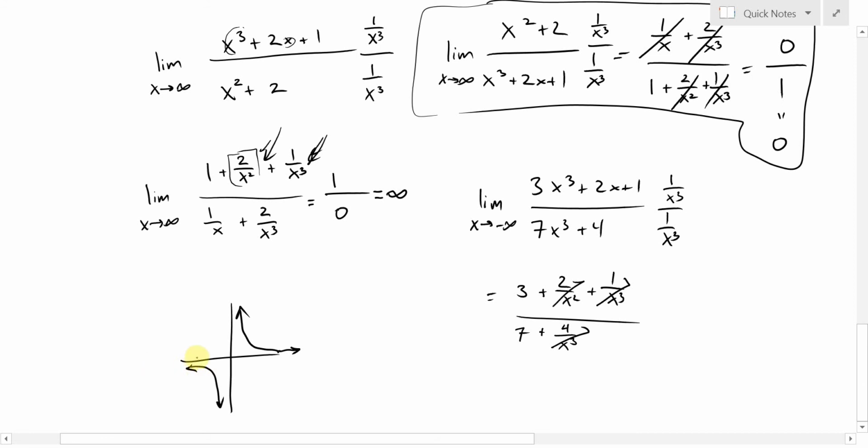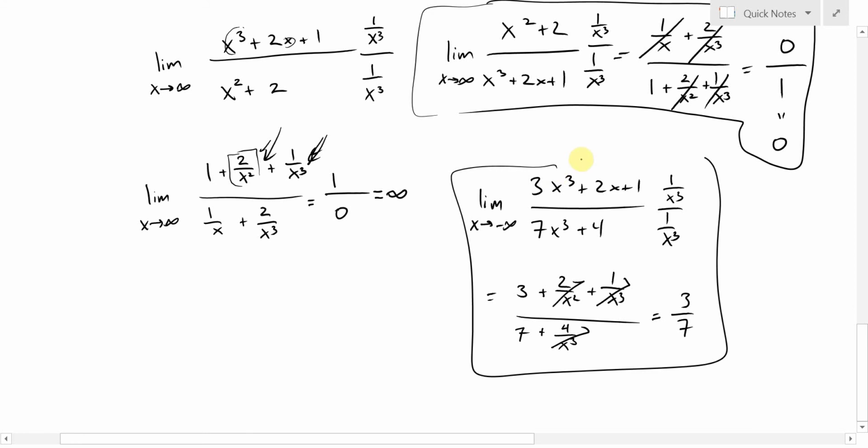And the same thing is true for 1 over x squared, except this branch would be above here. But it doesn't matter. Either way, it's always going off to 0 as you approach infinity or negative infinity. So that's 3 plus 0 over 7 plus 0. That's just 3 sevenths.